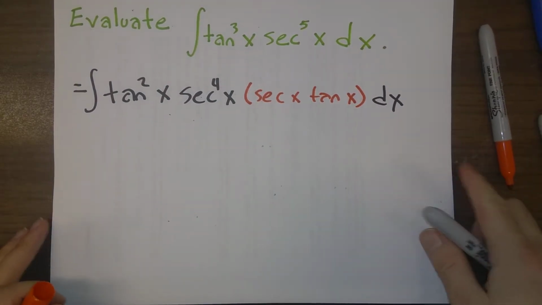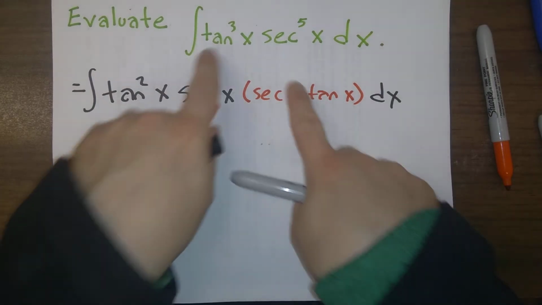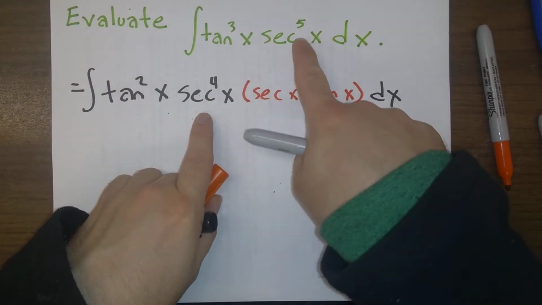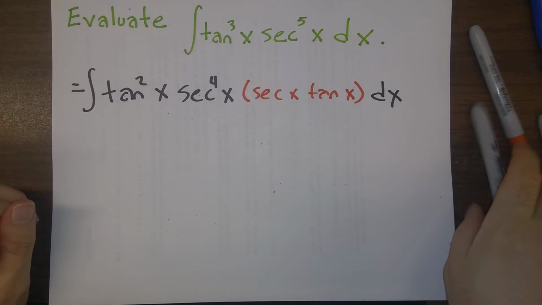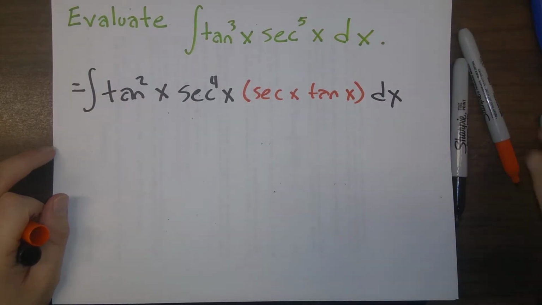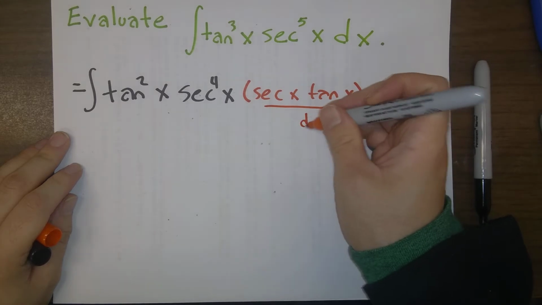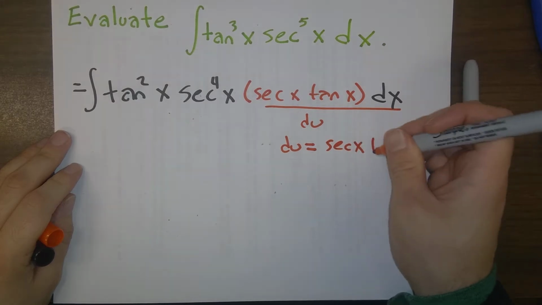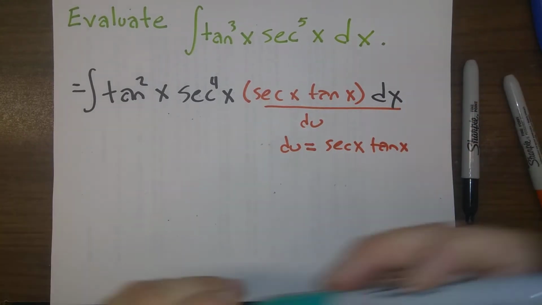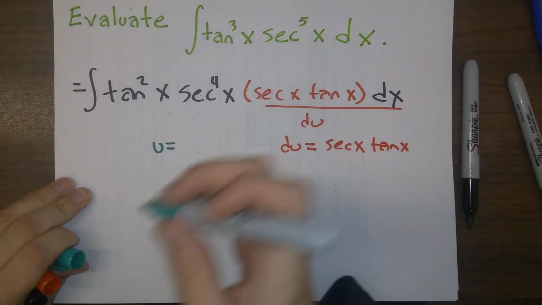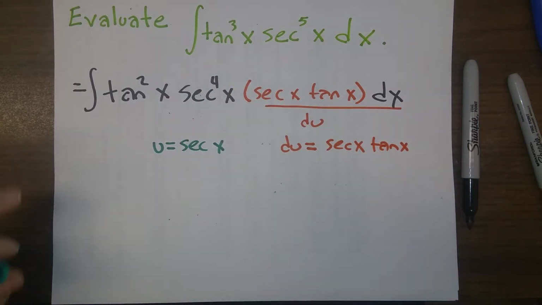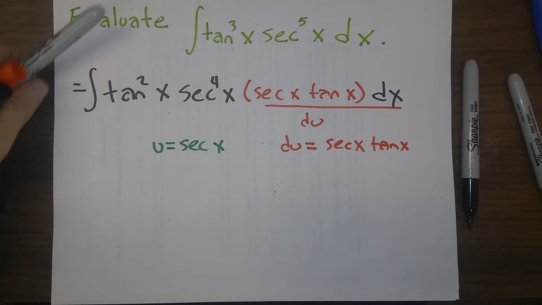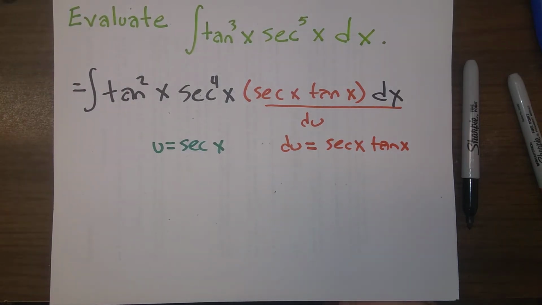Okay, so this is our first step. Note here, we still have 3 powers of tangent, tangent cubed x, and we have secant x to the 5th power, and we recombine everything. We're going to say that this is going to be du. du is going to equal secant x tangent x dx, and that happens exactly when u is equal to secant x. So our goal now is that we need to write everything else in terms of secant x.